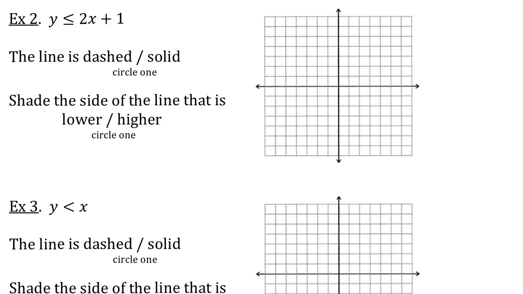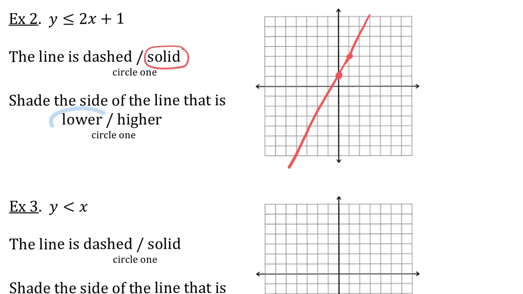Okay, y is less than or equal to 2x plus 1. Because it has that equal sign, it's going to be a solid line. The y-intercept's 1. It goes up 2/1, and it's what, solid? So let's make a solid line. Okay, now this is a less than or equal to. So I want to shade the y values that are less than or equal to the line.